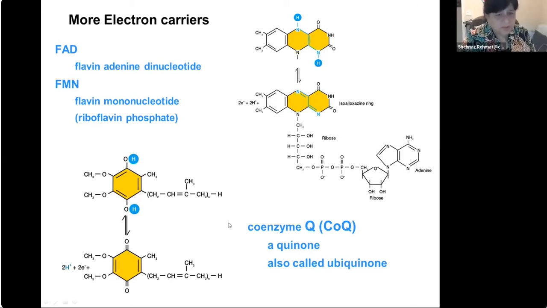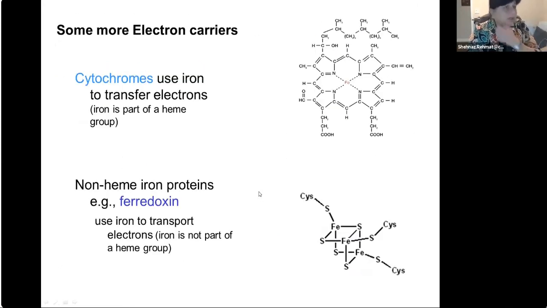Then another carrier, which is called coenzyme Q, CoQ. It is a quinone and sometimes also called ubiquinone. And again, it is a hydrogen carrier. It is an electron carrier here, right? So again, these can be in oxidized or reduced states. There are some more electron carriers that we want to describe right now.